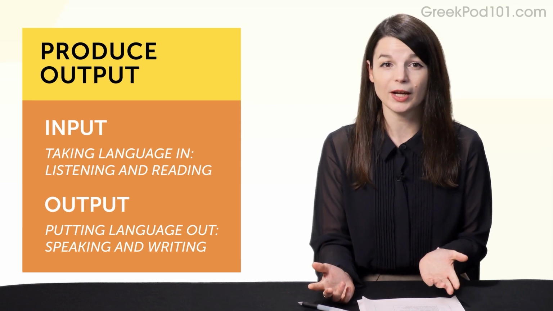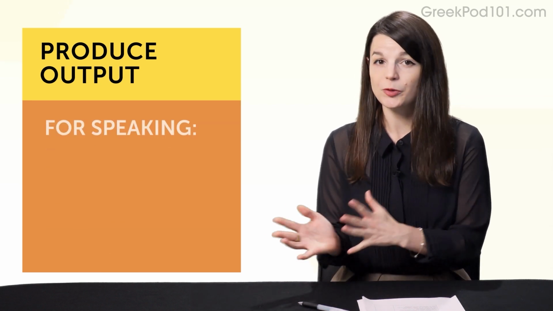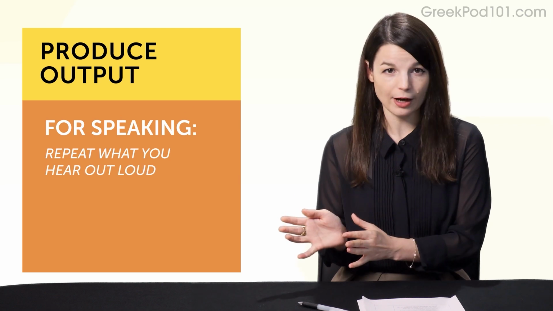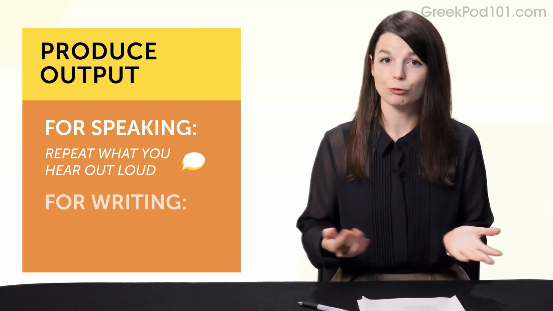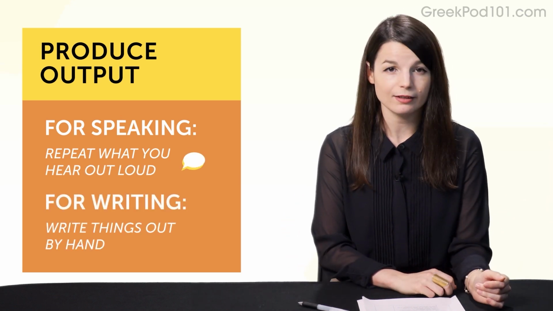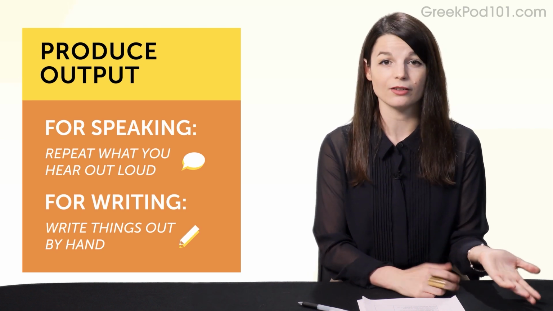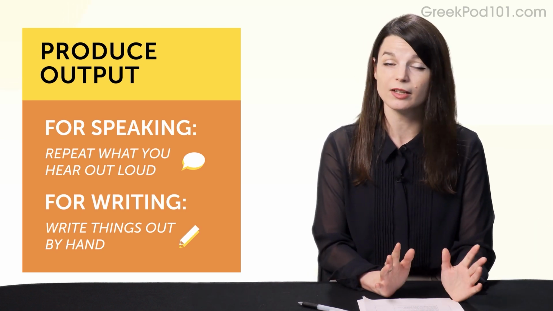So the easiest ways to produce output are, for speaking, repeat what you hear out loud. That's called shadowing. And for writing, write things out by hand. You can copy out our lesson dialogues or just copy the sentences out of a textbook.